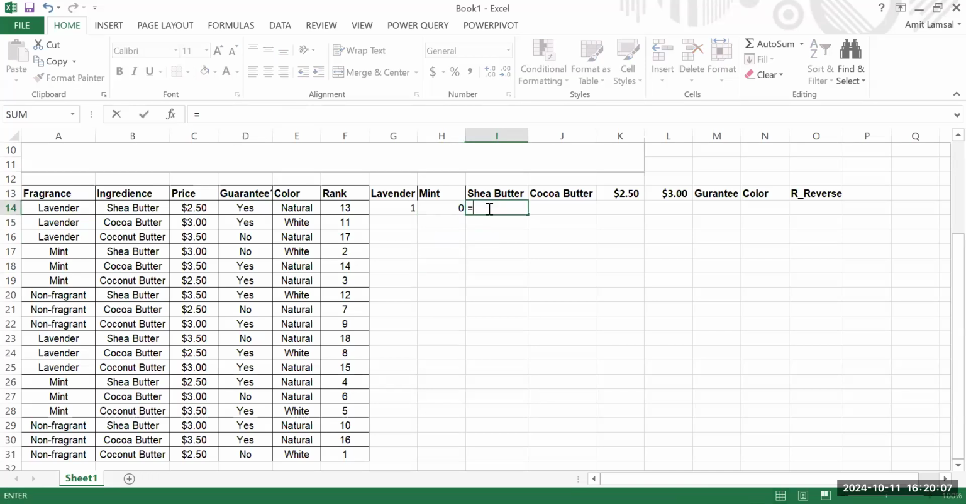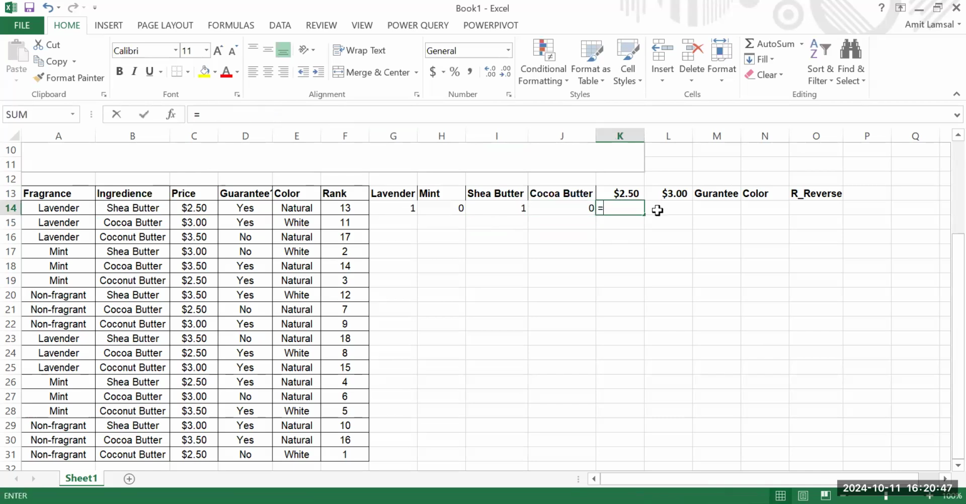Likewise, in shea butter, we will choose if shea butter tab, and I will lock the column equals to this one, then 1, comma 0, same as before. Likewise, I will drag this one here. So here you can see the formula has shifted from ingredient to price. So we will just drag this one to shea butter, and see if this is done right or not. So I think it's good.